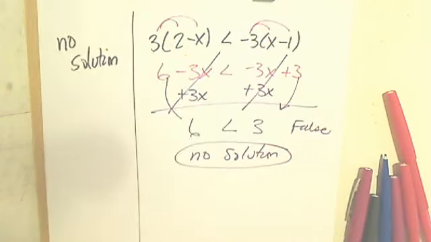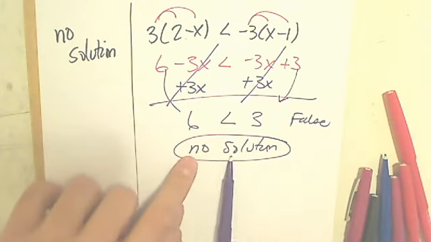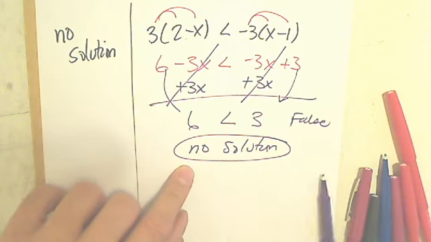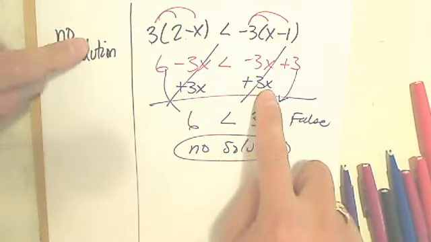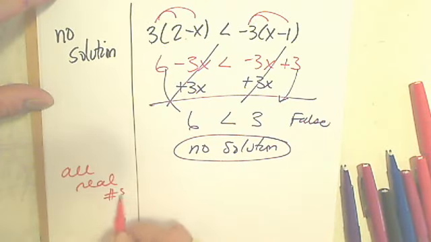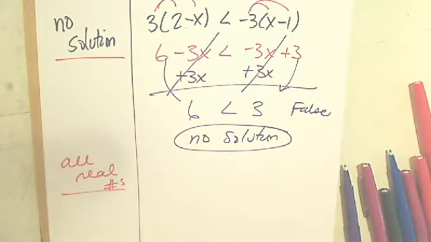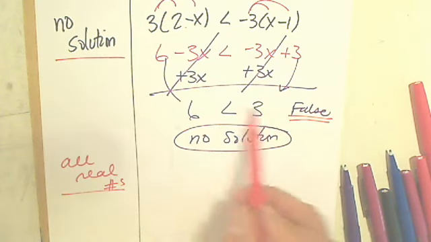What if it was backwards? If it was 6 is greater than 3, all real numbers. If it's true, it's all real numbers. So whenever the letters cancel out and go away, you're just stating a fact. Is 6 less than 3? No. No solution. Okay? So no solution is when the letters are canceled out, but all real numbers, can we do all real numbers? Yes. Calm down there. Because this is a false statement, it's no solution.